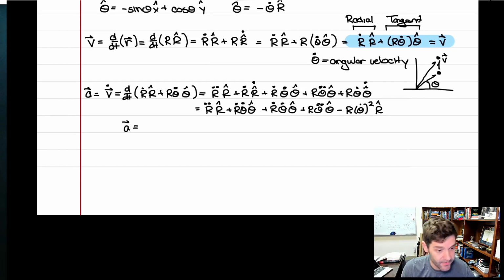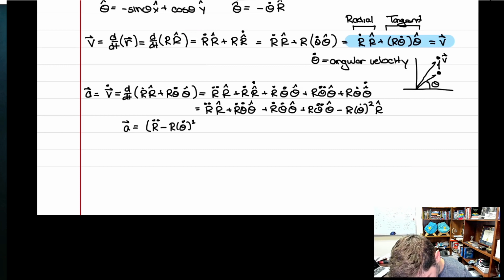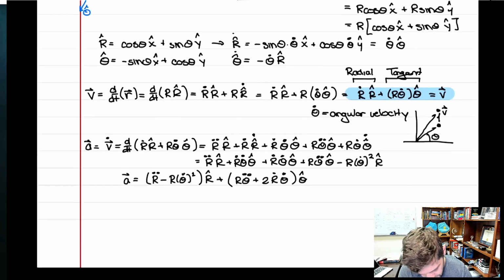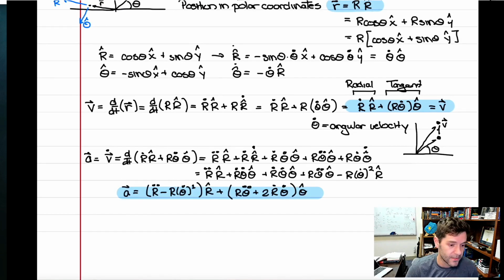If we want to lump everything together, group all the r hats and the theta hats, this looks like r double dot minus r theta dot squared, all in the r hat direction, plus r theta double dot plus 2 r dot theta dot in the theta direction. And this is the general expression for the acceleration of an object when written in polar coordinates.